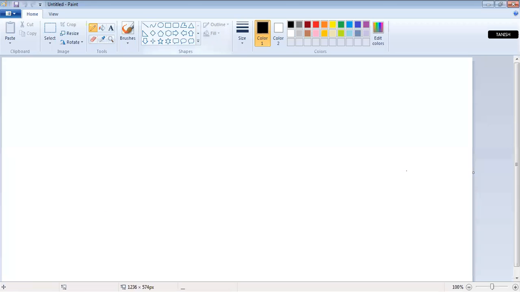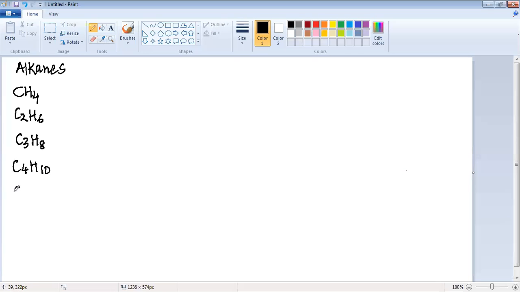You have seen that we have various alkanes. These alkanes are actually methane CH4, ethane C2H6, propane C3H8, butane C4H10, pentane C5H12, hexane C6H14. Now, my dear students, let me teach you something very interesting.